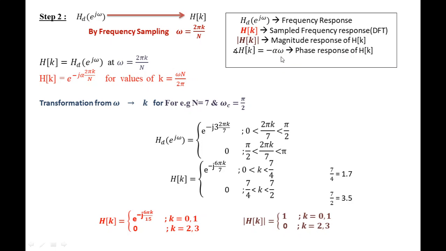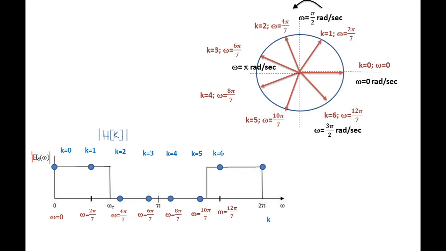And hence, these FIR filters are called linear phase FIR filters. To give an intuitive idea of how the transformation takes place from omega to k, we can see that omega ranges from 0 to 2 pi, which is continuous, given by the blue line. Now, we are discretizing this omega for different values of k. For order of the filter n equal to 7, we are taking k equal to 0 up to 6. So for each value of k, the omega plane is discretized.